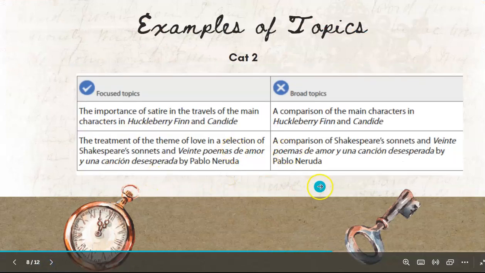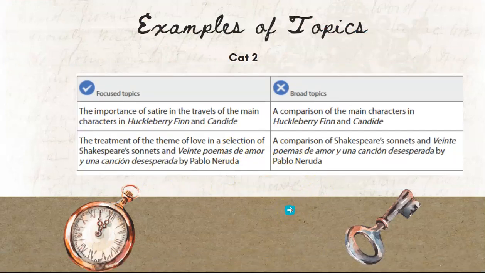All right. For Category 2, remember this is one where you have to compare a work in translation to a work originally in English. So you can't just say, well, I just want to compare the main characters in Huckleberry Finn and Candide. Who cares? Rather, you have to have your so what. What are you trying to prove? Well, both Huckleberry Finn and Candide are satires, okay? So maybe it's a genre-based study. The importance of satire in the travels of the main characters in Huckleberry Finn and Candide, okay?